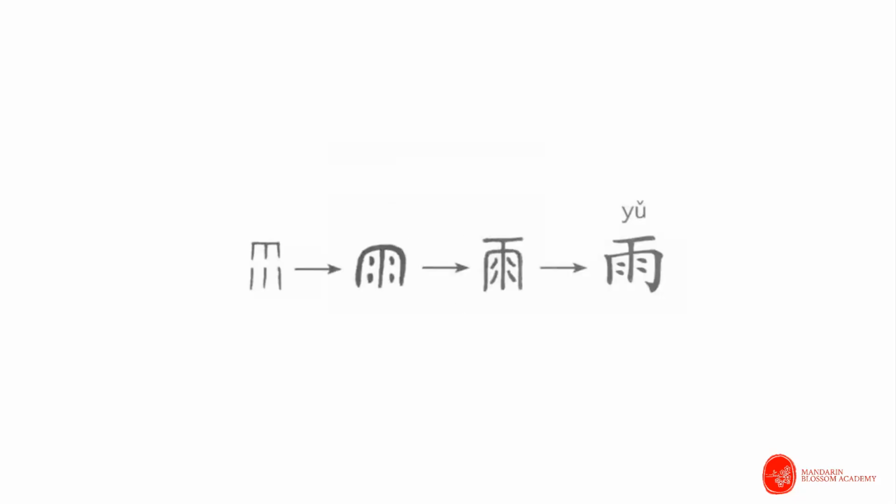Our last character is 雨. It means rain. So you can see it hasn't changed much. It is shaped like raindrops falling from the sky. Okay, 雨, it means rain. Now you can trace it.